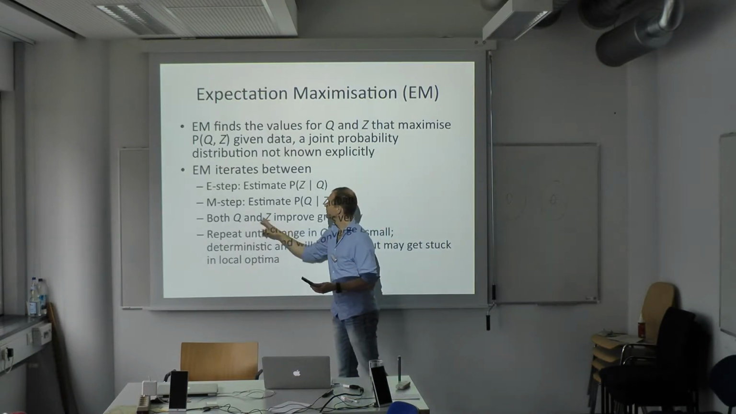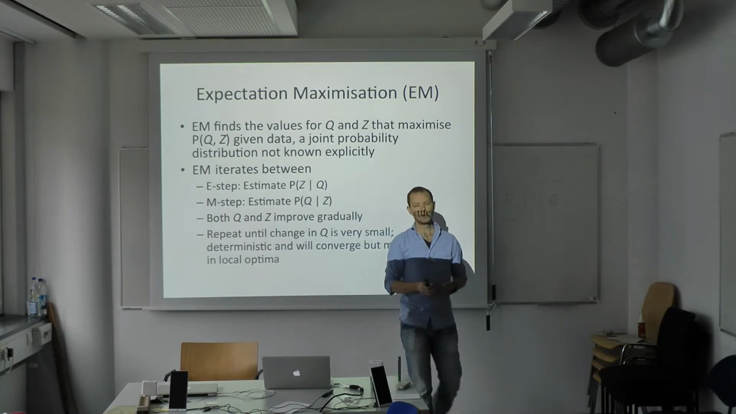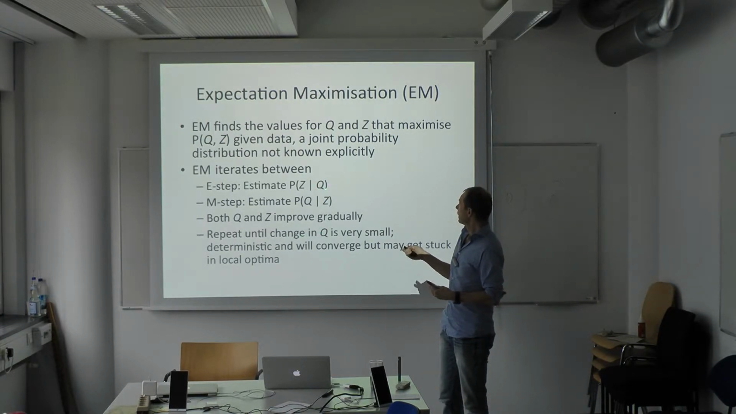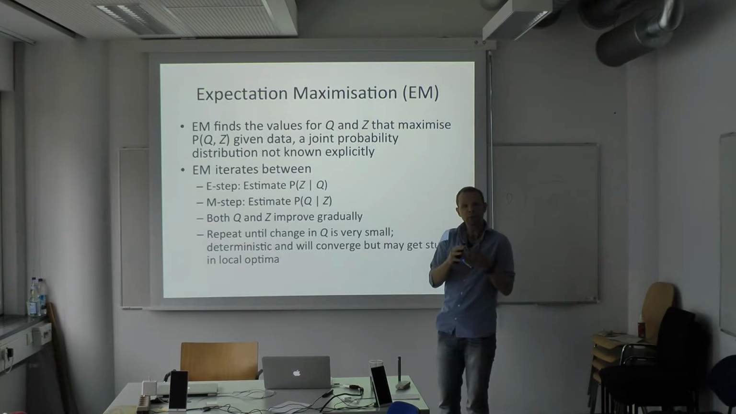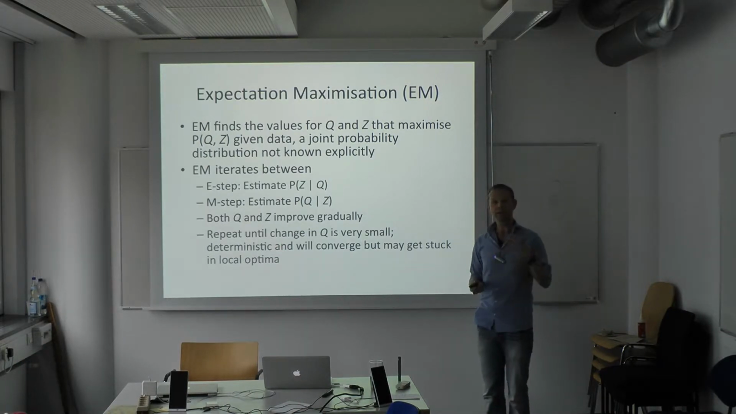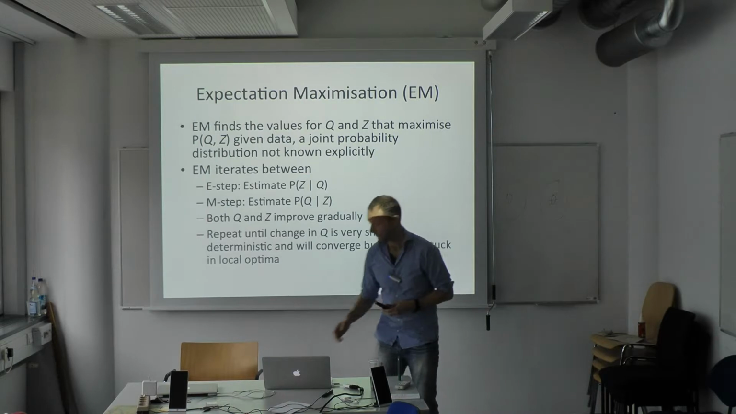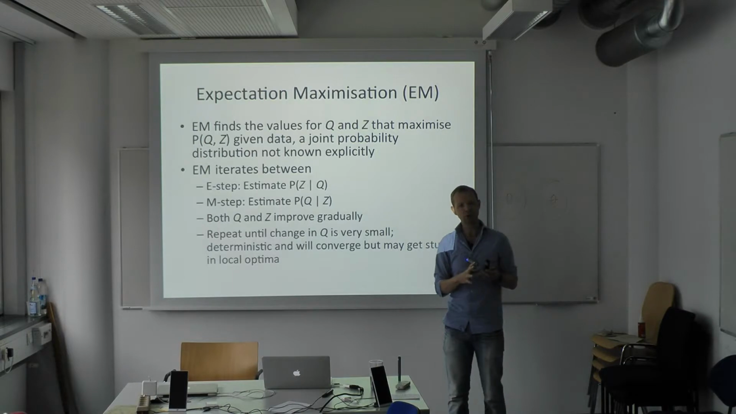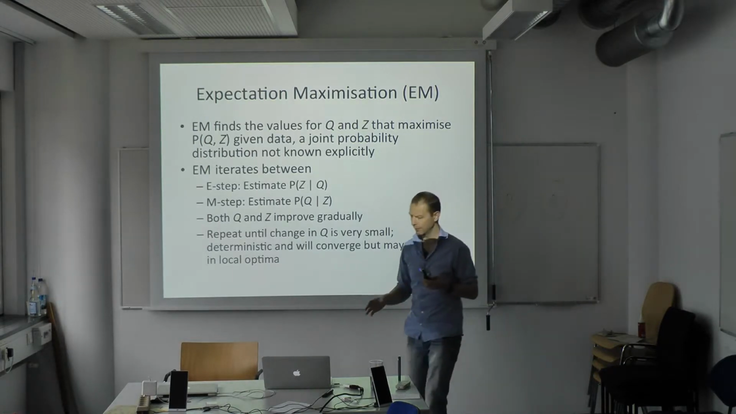These two sets of variables will continually or gradually improve as we go through these steps. So we repeat until the change in the model parameters is very small, so we don't improve anymore. This is a deterministic method and will converge, but it is liable to get stuck in local minima or local optima. That is, we might have a solution somewhere, but it might not be the best one we can find.